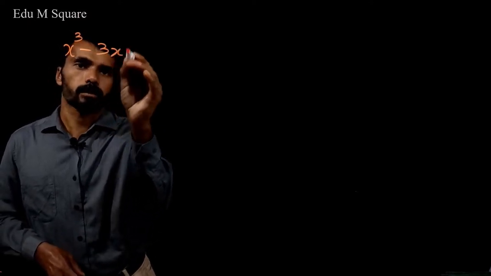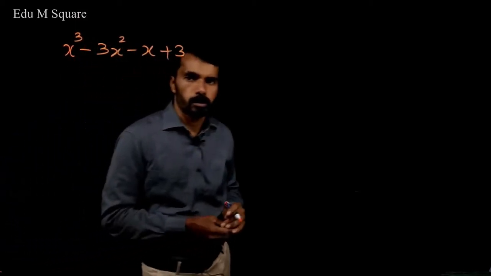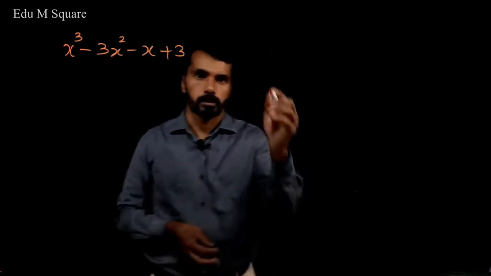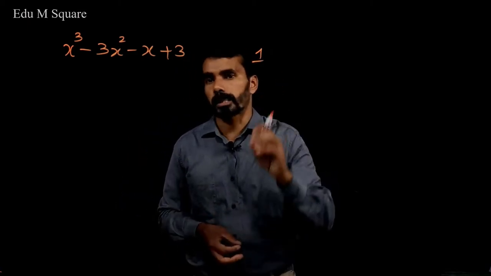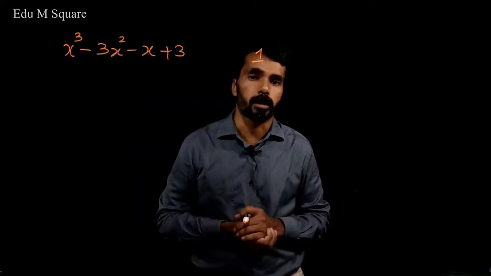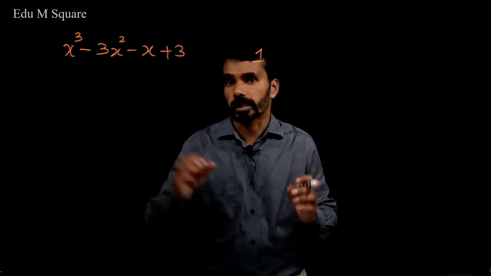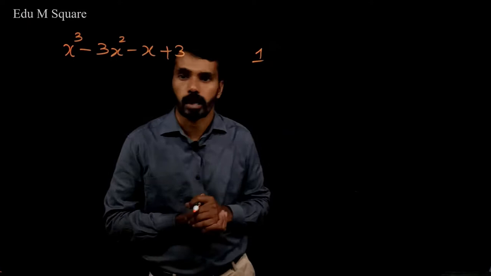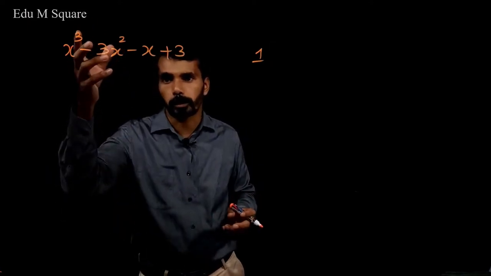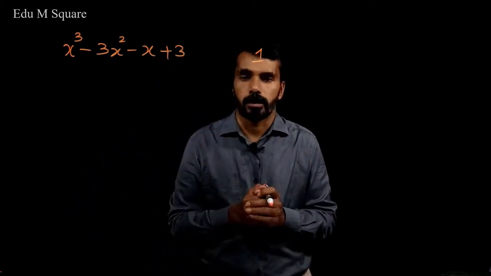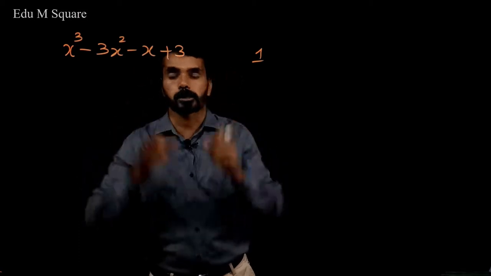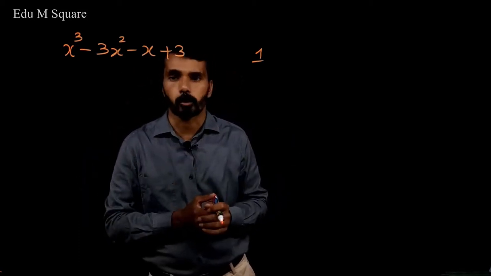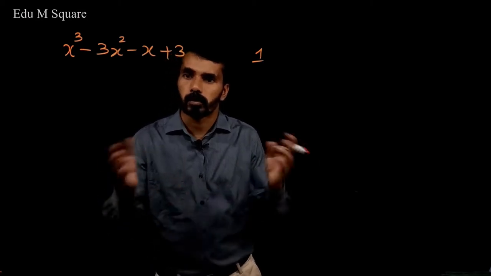Consider the cubic polynomial x cube minus 3x square minus x plus 3. Now, if 1 is a zero of this polynomial, can we find out the rest two? We know that if 1 is a zero of this polynomial, then x minus 1 is a factor of it. In class 9 we have learned that if you divide a cubic polynomial by a linear polynomial, then we will get a quadratic polynomial as quotient. Then we factorize that quadratic polynomial by splitting the middle term, and we will get the rest two.